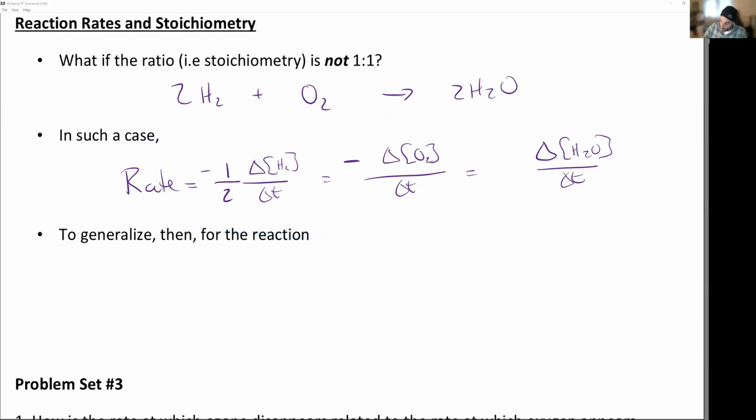Therefore, we need to balance it out in order for them both to be equal to the rate. What do we expect to go in front of H2O? First of all, it's going to be plus because it is a product. I'm gaining it. So 1/2 because there's a 2 out front. For every oxygen that I lose, I'm gaining 2 waters. So it means I'm gaining water twice as fast as I'm losing oxygen. So that's what we have. This is what we call the rate expression.